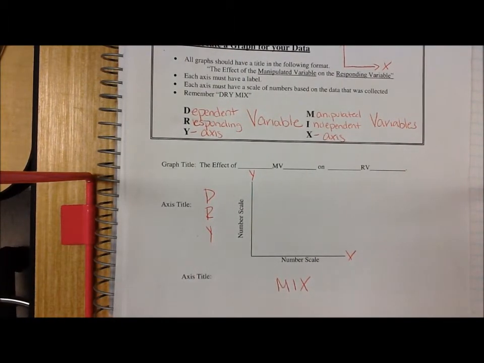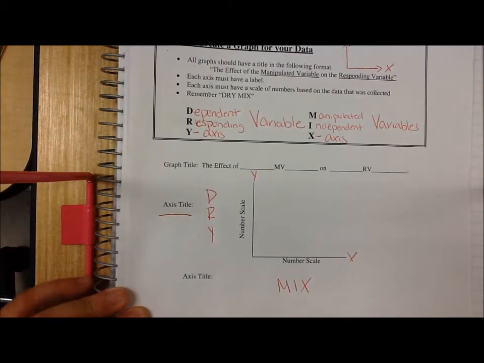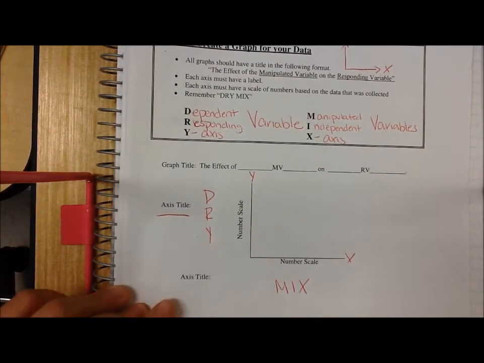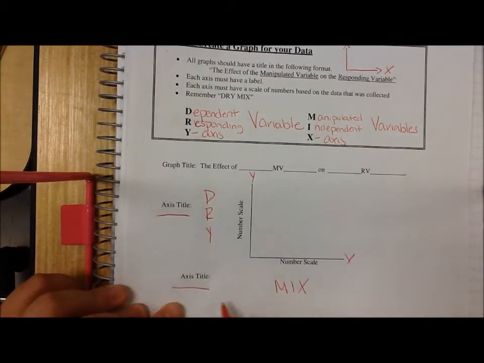We need to title our graph. On the left-hand side, where the y-axis is, should be the title. And I prefer that they're underlined. On the x-axis side, I have a title for the x-axis.